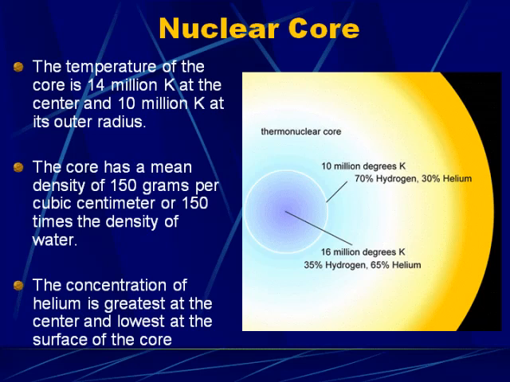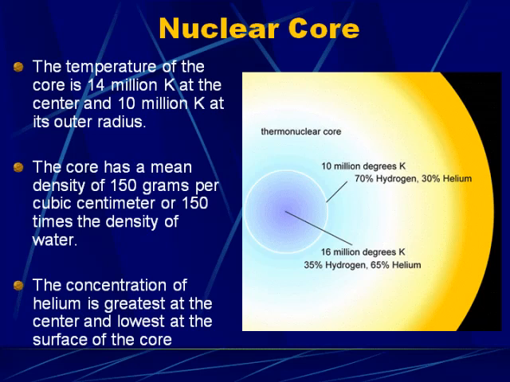However, it's so dense at the core that even though it's less than 1% of the total volume of the sun, it actually makes up 10% of the total mass. Now, the temperature of the core goes from 14 million degrees Kelvin at the center, where the reactions are most intense, to about 10 million degrees in the outer radius. The core has basically a mean density of 150 grams per cubic centimeter, or about 150 times the density of water.